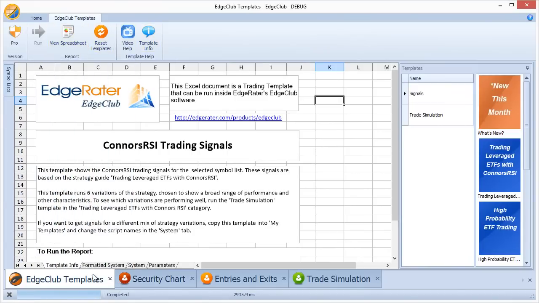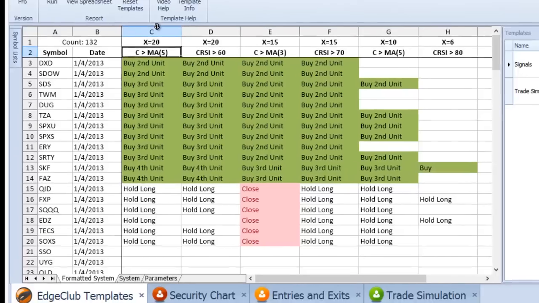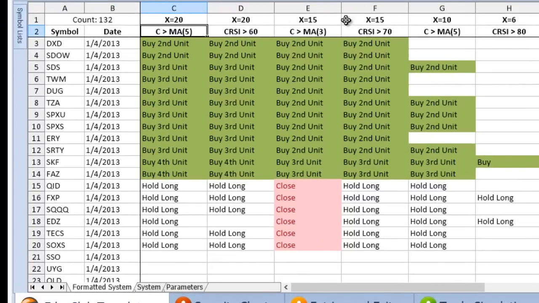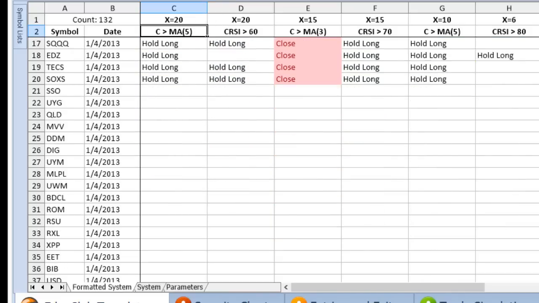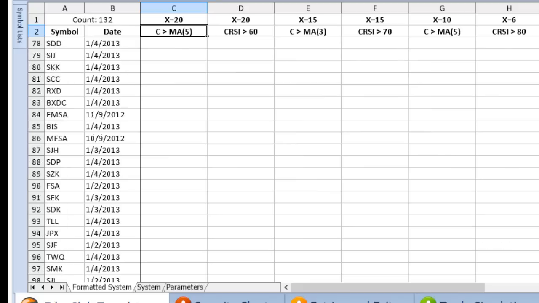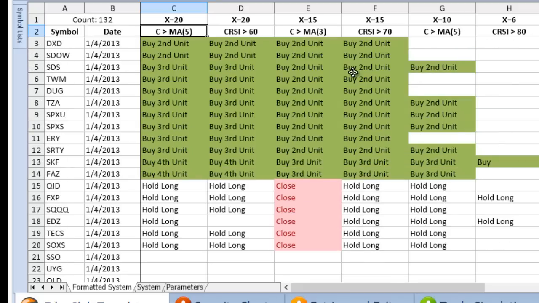It will process the template, and then for 6 variations of the strategy, it's going to tell me what the current state of the strategy is, whether it's on a buy, whether it's on a scale in, that would be the 2nd unit or the 3rd unit purchase, or whether it's on a sell. So very simply, that's all you have to do. It's sorted them all so that the signals are all showing at the top of the list.